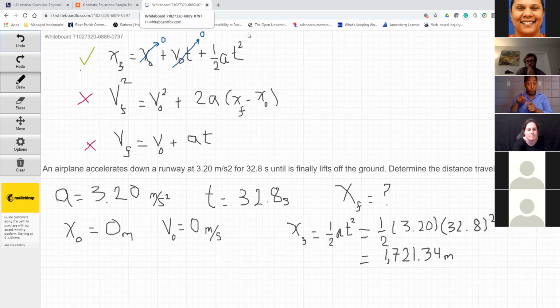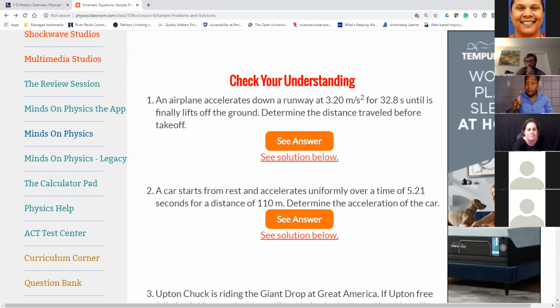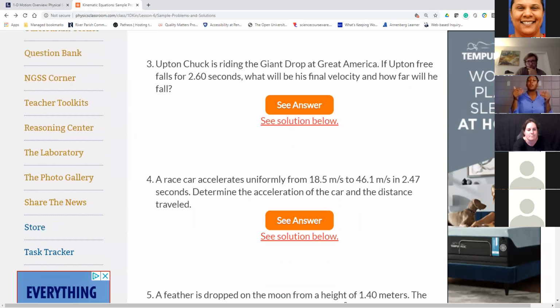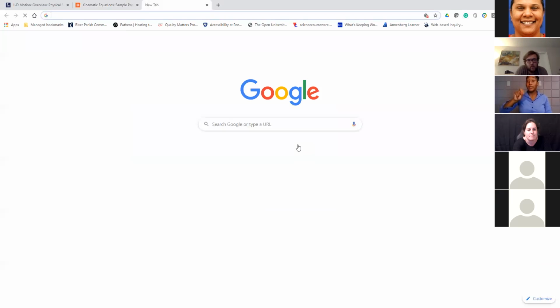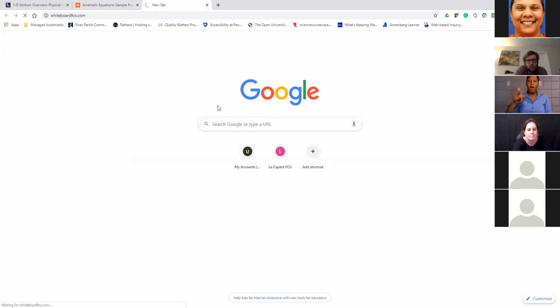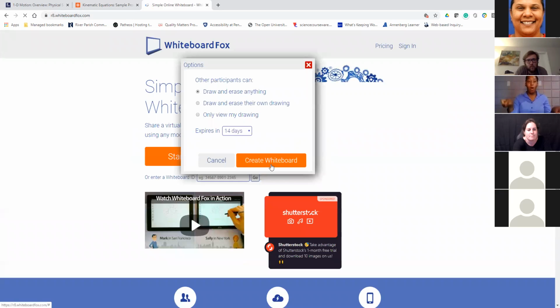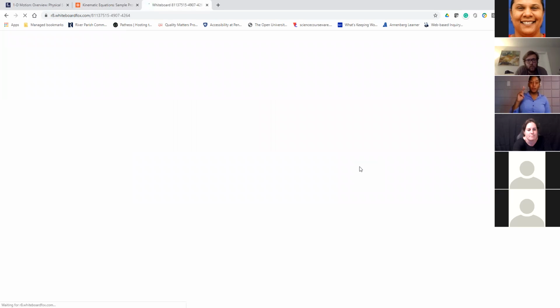All right. Let's take a look at another example. Now this one is dealing with free fall. So I want to do this one here on Upton Chuck, and let's see what he has going on today. So I'm going to open another whiteboard window. And okay. It's going a little bit slow because I'm anxious for it to open.